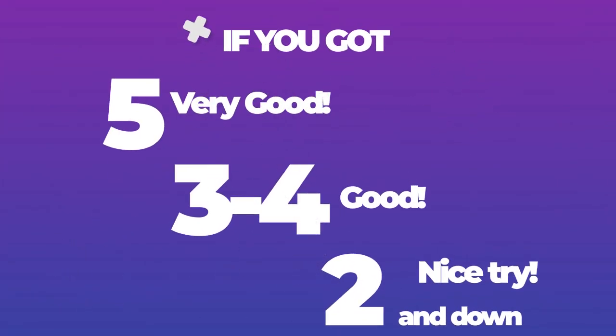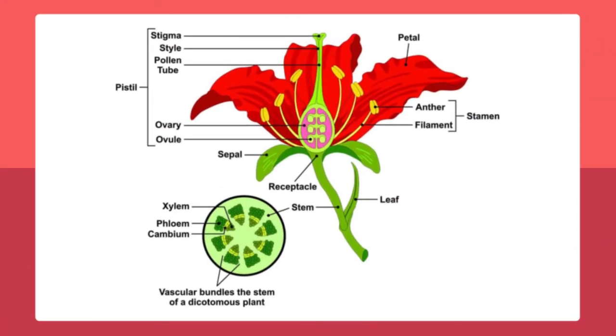If you got 5, very good. 3 or 4, good. 2 and down, nice try. You can do better in the next exercise. Directions. Examine the illustration of the parts of the flower. Using the illustration, fill in the table with the necessary data. You will be given 20 seconds to do this activity.